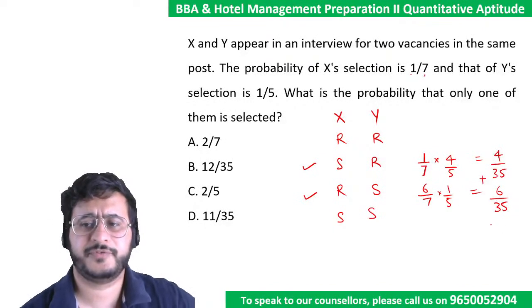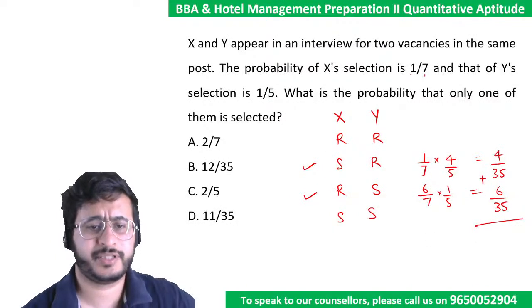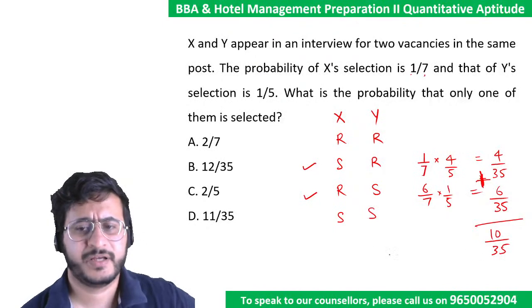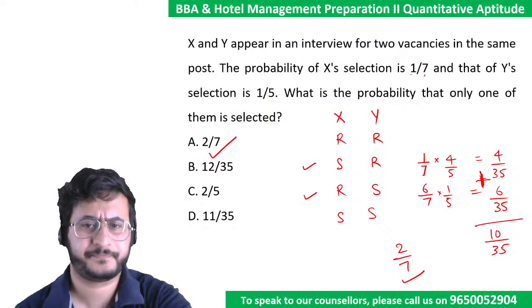So when you add both of them, because it is this plus this or this. So whenever you have this condition of or, you add these probabilities, and what do you get? You get 10 upon 35, which is essentially 2 by 7. So the answer is 2 by 7.